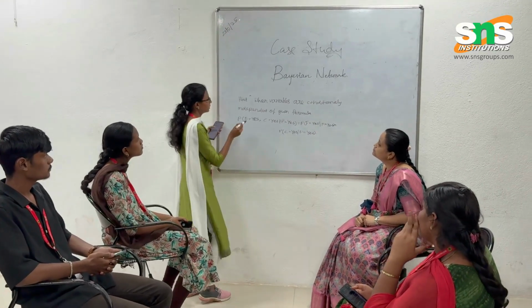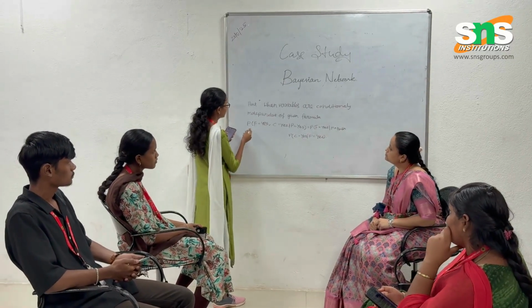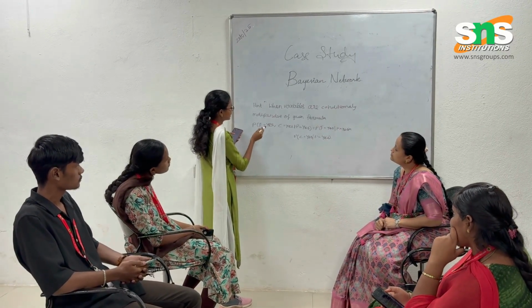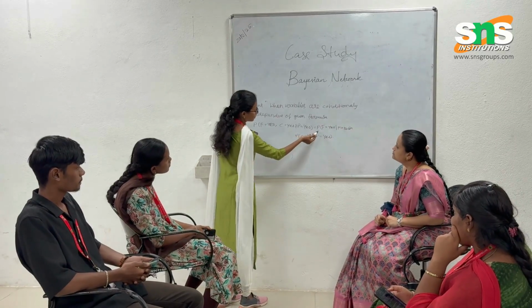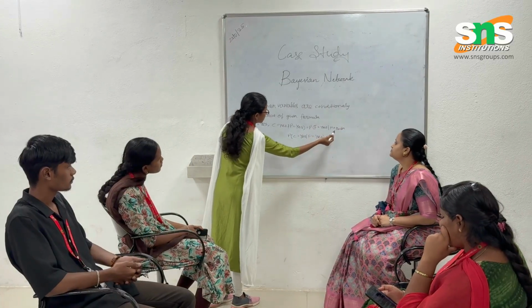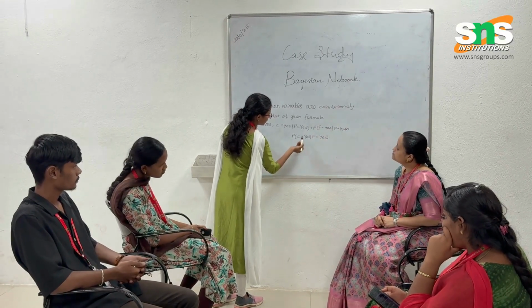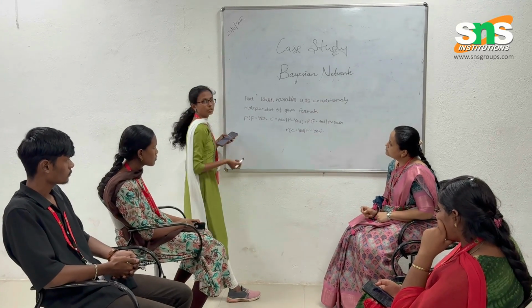So, the hint is, when variables are conditionally independent given P, the probability of F equal to yes and C equal to yes given P equal to yes is equal to P of F equal to yes given P, into P of C equal to yes given P equal to yes. This is the formula for the given question.